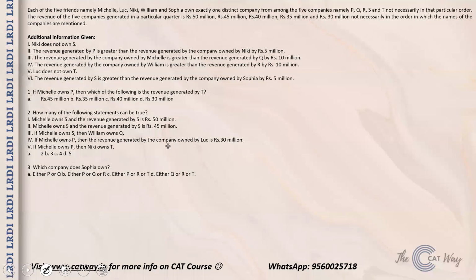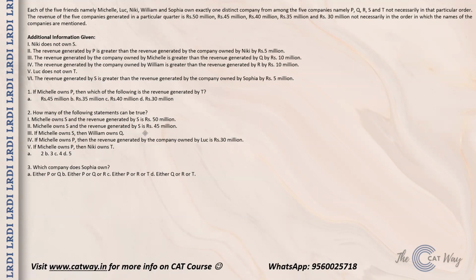So what we have today is that each of five friends, namely Michelle, Luke, Nikki, William and Sophia, owns exactly one distinct company from among the five companies, namely P, Q, R, S, T, not necessarily in that order. Now, the revenues of the five companies generated in a particular quarter are rupees 50 million, 45 million, 40 million, 35 million, and 30 million, not necessarily in the order in which the names of the companies are mentioned. Okay. Now, some additional information is given: Nikki does not own S.